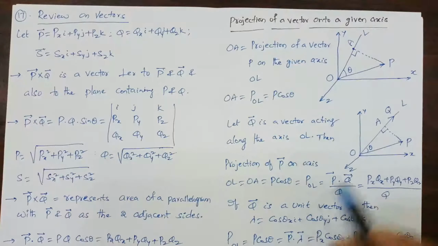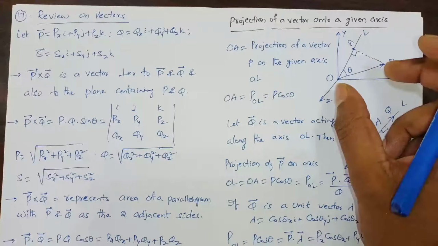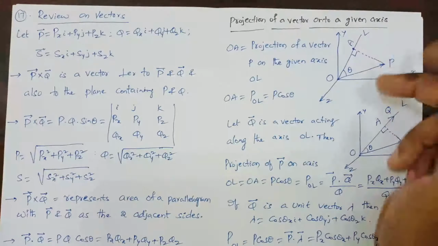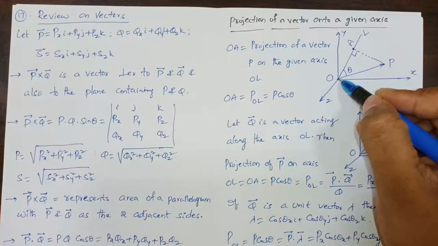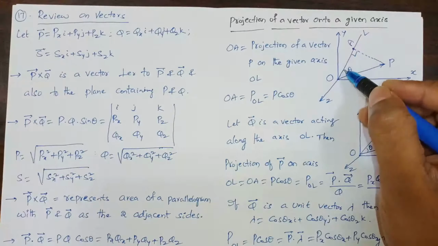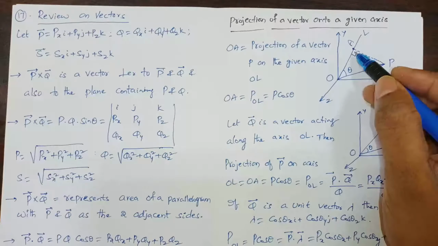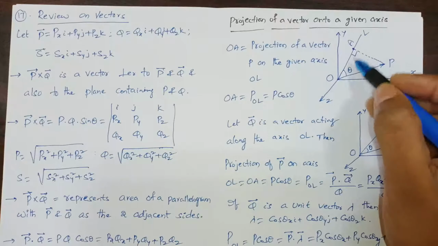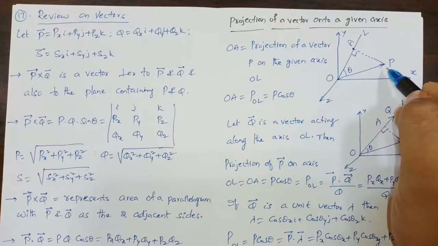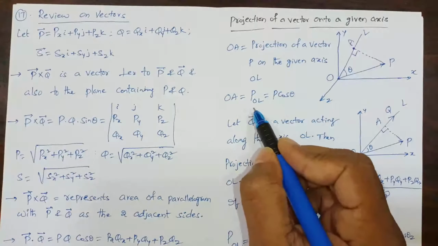So here in this case, if we draw these normals from this vector p onto this axis, one is going to fall at point A, and the other one is going to fall at point O only. So OA represents the projection of this vector P onto this given axis. If you consider this triangle, this is a right angle triangle. So from this right angle triangle, OA is nothing but the projection of this vector P onto the given axis OL. So we write OA is equal to P suffix OL.